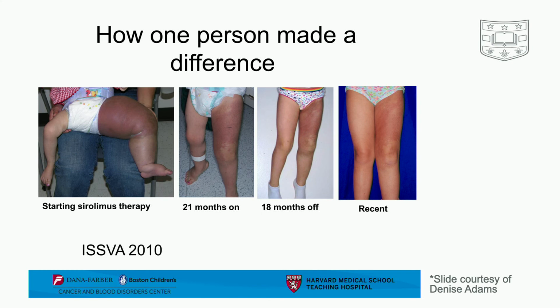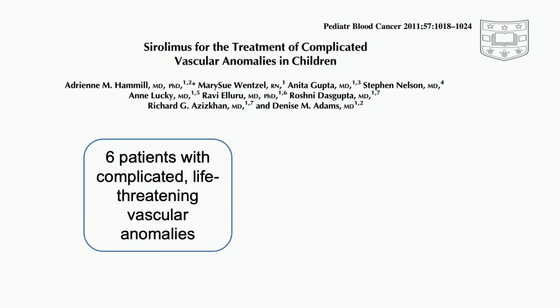This is a patient presented in 2010 at our international conference who had a vascular tumor called KHE. You can see it was horrendously swollen and big, threatening amputation, threatening the life of the child, and consuming all of the platelets. They started sirolimus as a last-ditch effort after everything else failed, and you can see the apparent improvement over time, and the labs followed that. Thank you to Denise Adams, who gave me these slides.